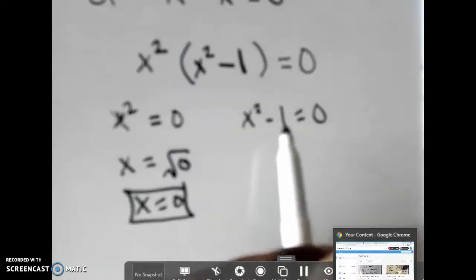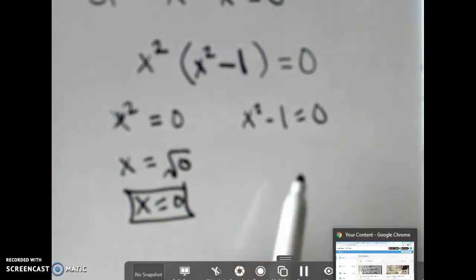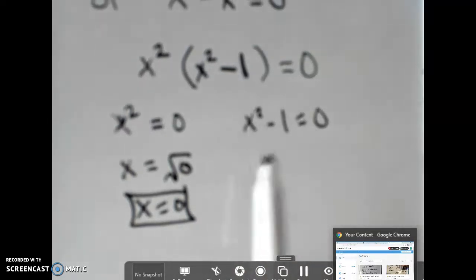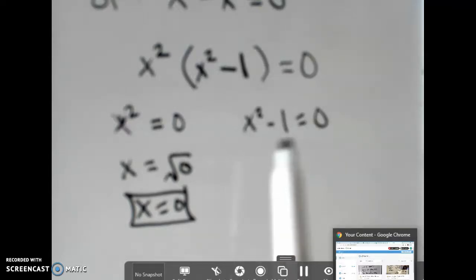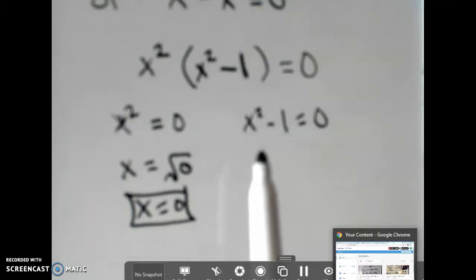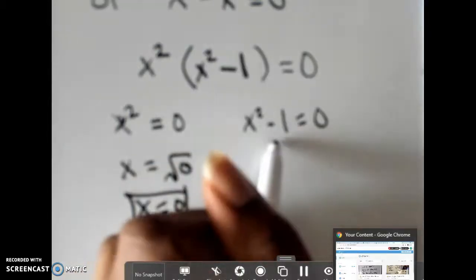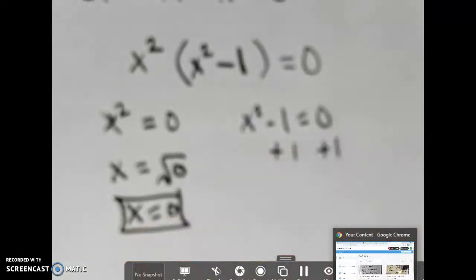And then over here, there's a couple things. One, we could have chosen to factor this into a difference of squares and then find the values of x here, or we can just simply solve for x for this polynomial. So we're going to add 1 to both sides.